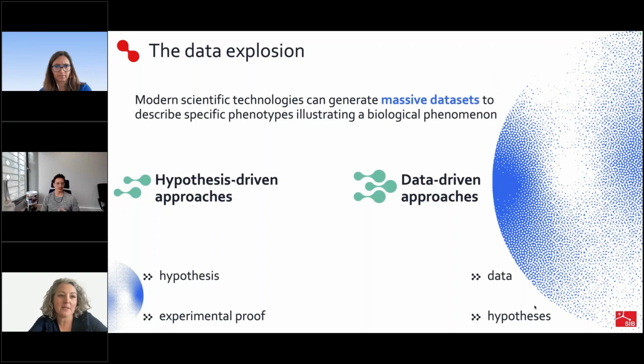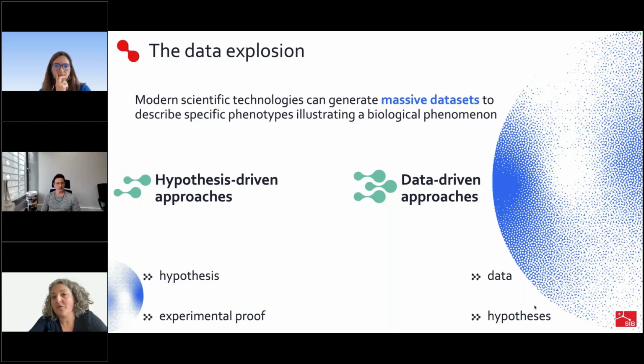From the hypothesis-driven approaches, where you start with a scientific hypothesis, design experiments, and produce focused data, we are now often following the data-driven approach, where you acquire a lot of untargeted data with the help of bioinformatics and statistics, and then you mine the data to draw hypotheses.